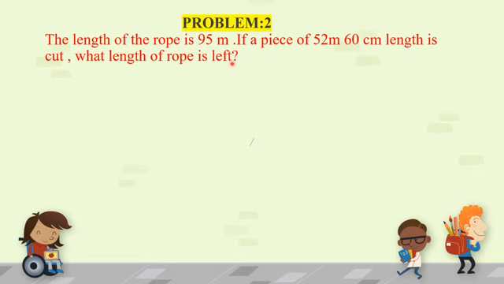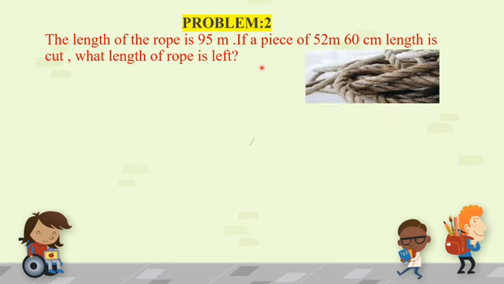Reading the question, you will understand what basic operation the question is asking you to do. Here, the word left is the keyword. It's a keyword to which basic operation? Subtraction. So you understand that this question is asking you to do subtraction. So let's solve the problem.